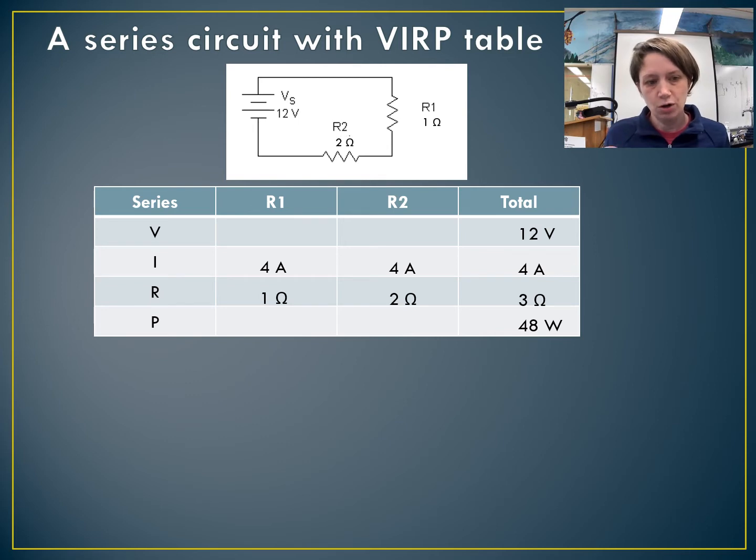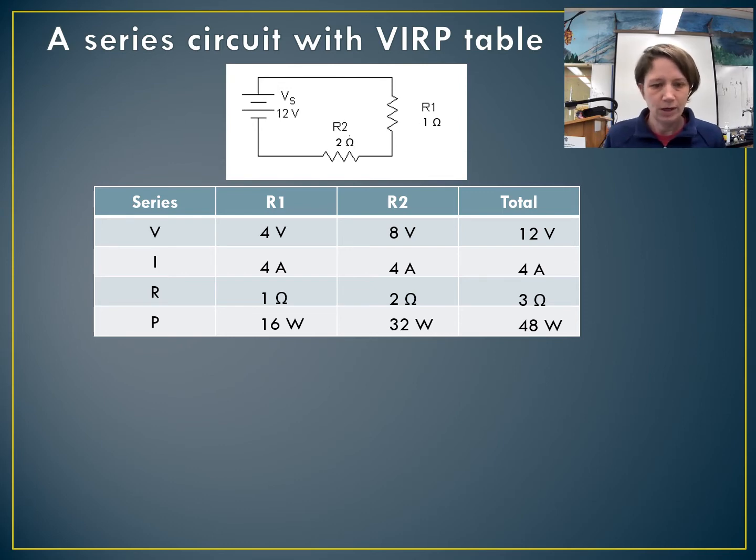Now we've got 2 known values in those other 2 columns, so we can use Ohm's law again. You have to use it sort of in reverse, right? I equals V over R. We're plugging in 4 equals V over 1 to calculate that. So 4 times 1 is 4 volts. And for R2, it's going to be 4 equals V over 2. So 4 times 2 gives me 8 volts in R2. And then we use our power equation, P equals I times V, to calculate out those last 2 power values.